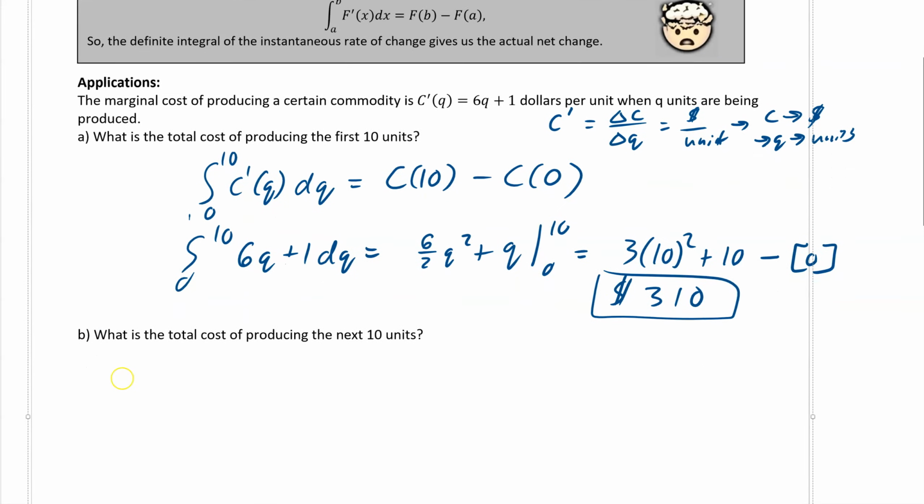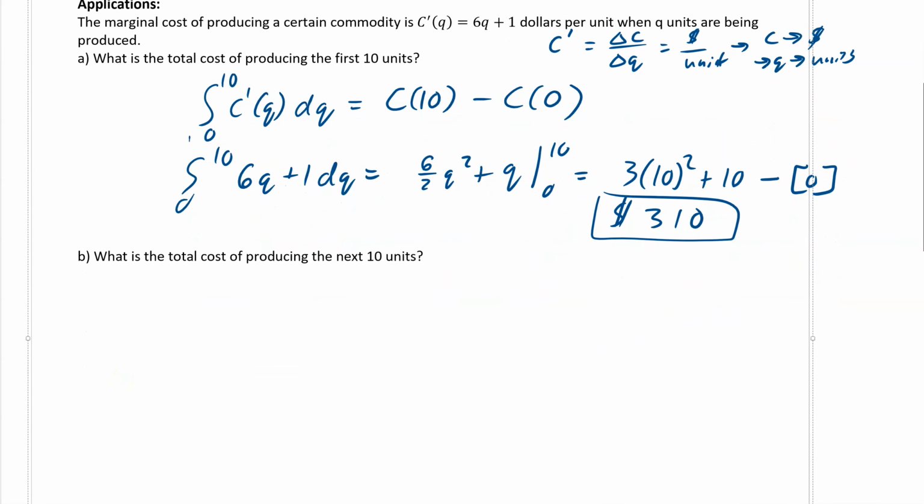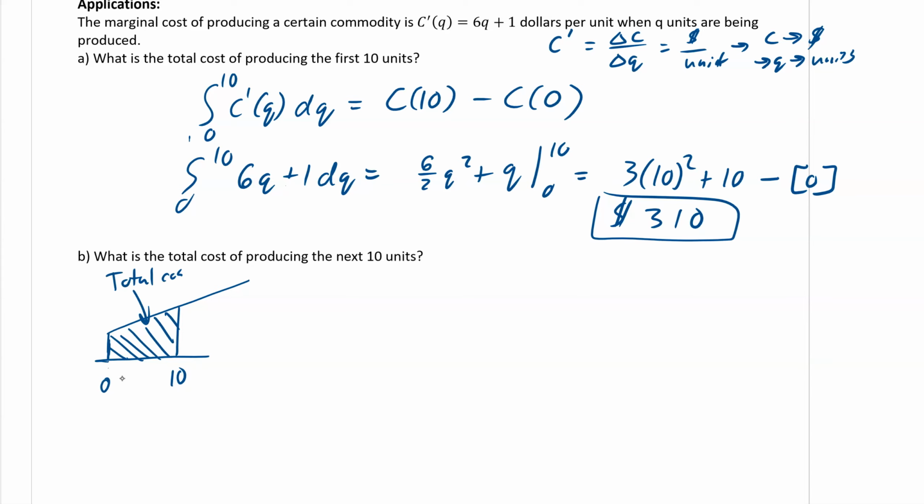Okay, so now it says what is the total cost of producing the next 10 units? That would be from 10 to 20. So you have to think about integrals as what they are. We have our cost function, which is linear, with a slope of 6Q plus 1. We have this cost function, and we're going from 0 to 10. That area under the curve is our total cost of 0 to 10. Now if we continue and go to 20, then this in green would be the cost of producing the next 10.